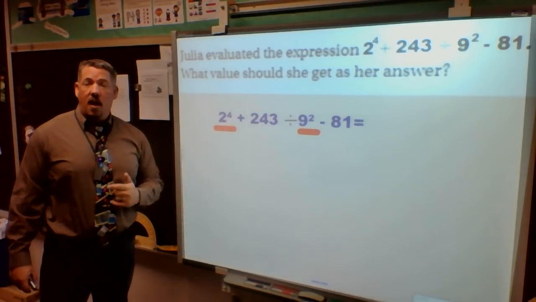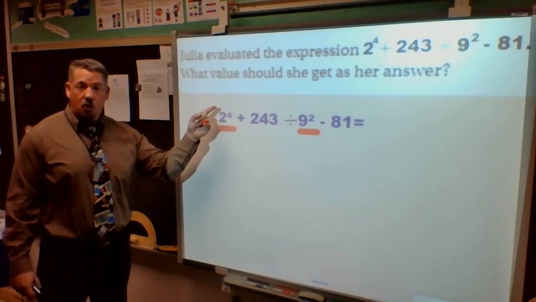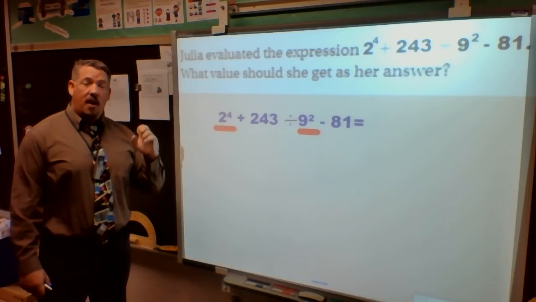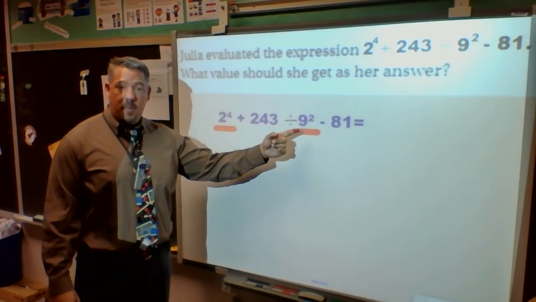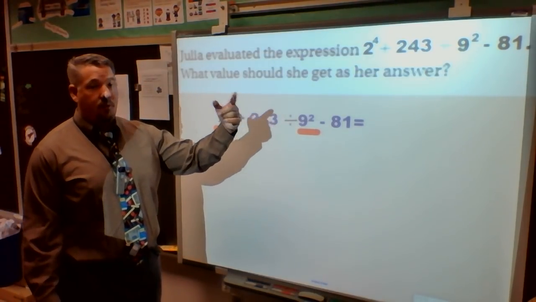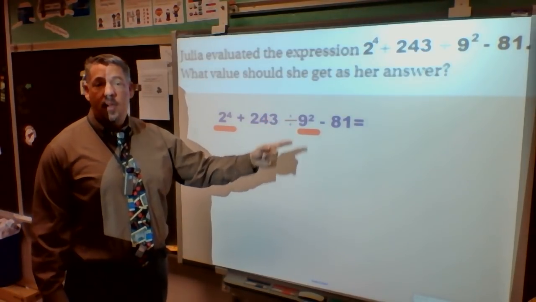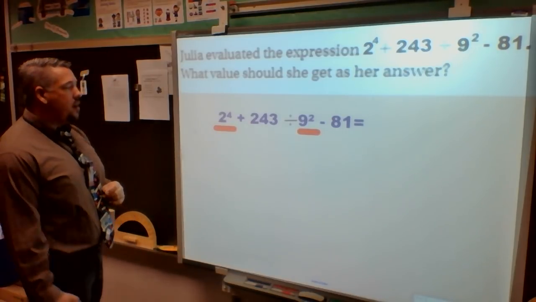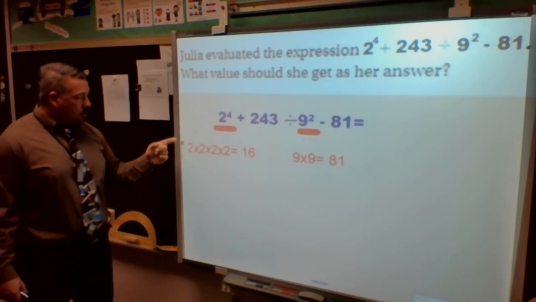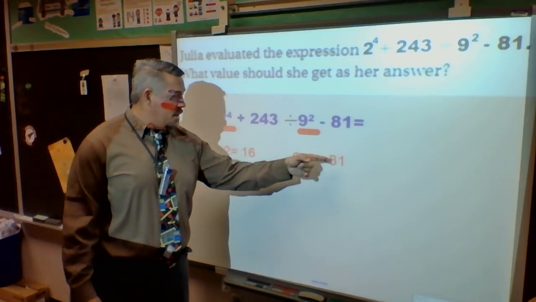And what does this look like mathematically? Well, it tells me to multiply the base of 2 by itself 4 times. So I'd have 2 times 2 times 2 times 2. And for 9 squared, if you thought 18, it's not 18. It's 9 times 9, because the 2 tells me to write the base 2 times and multiply by itself. 2 times 2 times 2 times 2 is 16. 9 times 9 is 81.